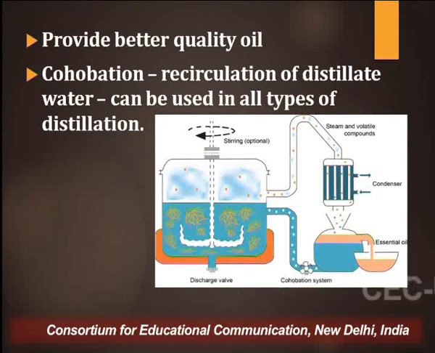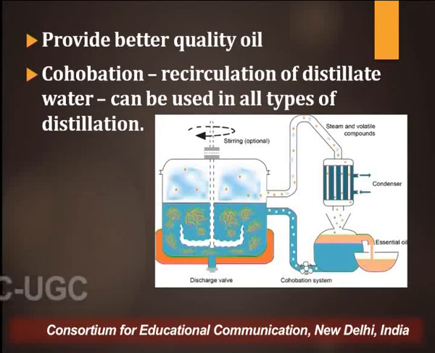You can see that plant material is being boiled in the water, with a continuous stirrer attached to it. The vapors of the oil and water are passing through the white tube and enter into the condenser where they get condensed, and as you can see in the collecting chamber or the collecting container, oil being lighter than water is forming the upper layer from where it is separated, and the water through a cohobation system or the cohobation pump is being recirculated back into the distillation container.